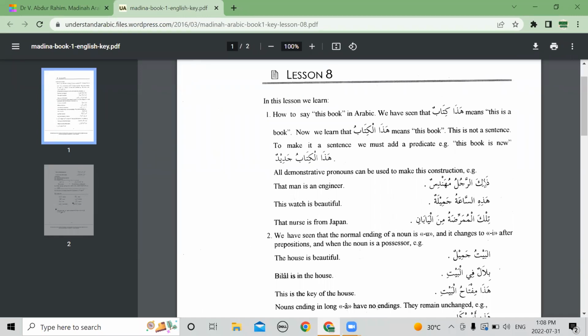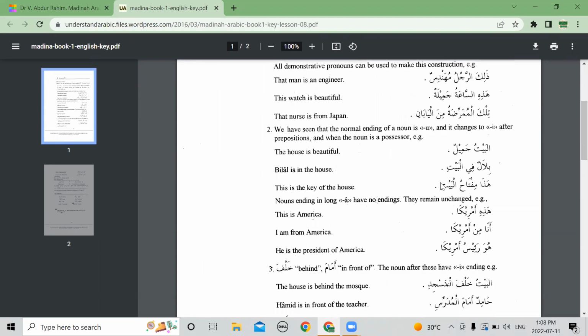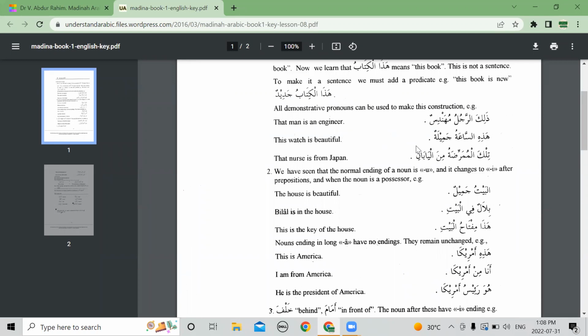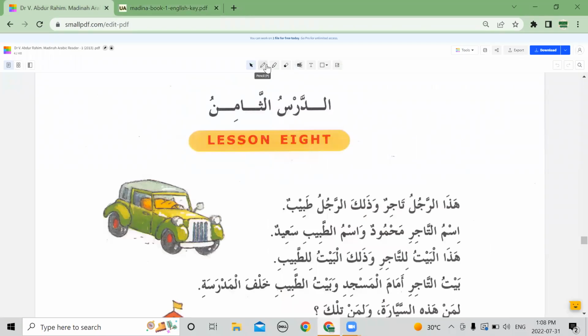So here we have dhalika rajul. What does this mean? It also means that man. So this together is a murakkab, and then we need to add a khabar. So that man muhandisun. This is nakira, right? So this becomes the khabar. That man is an engineer. We've done this already in the last lesson. We'll just read through it once more. All right, let's begin reading, and then we'll cover the next points as they come.